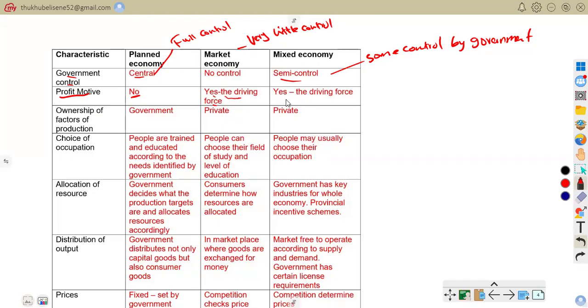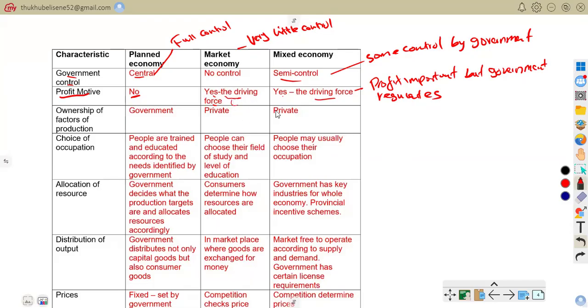Under mixed economy, also, as it says, profit is a driving force. It simply says profit is important, but government regulates. So here we are saying profit is important, but government regulates. But under market, like we've said, the profit is the main goal.